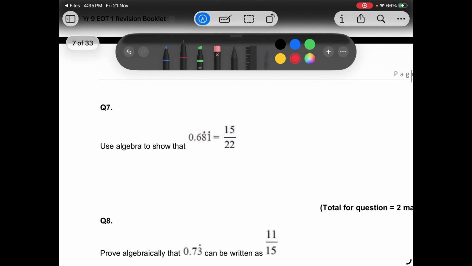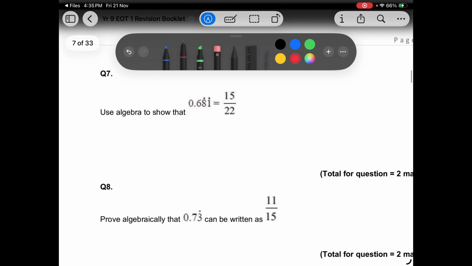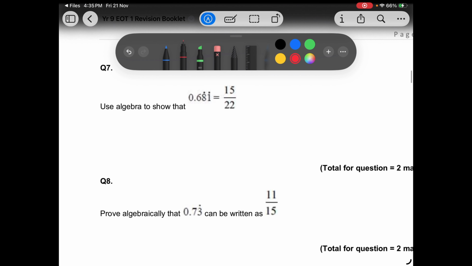And what I have next here, I have: use algebra to show that this 0.681 recurring, so the only recurring part is 81, equals 15 over 22. So let us dive in on that, guys.